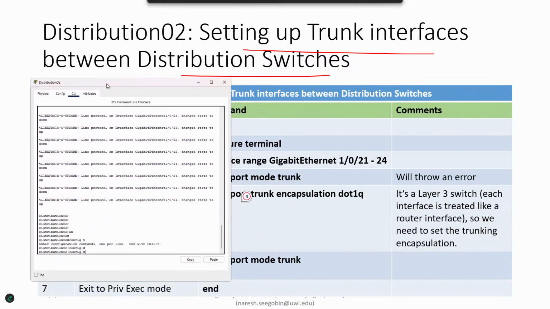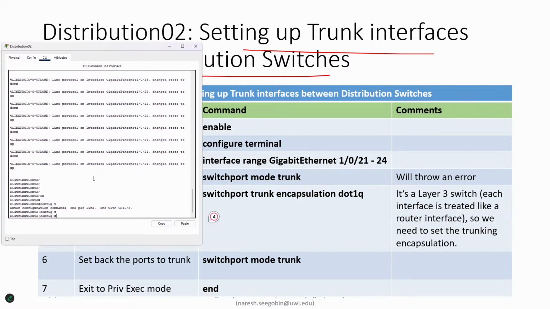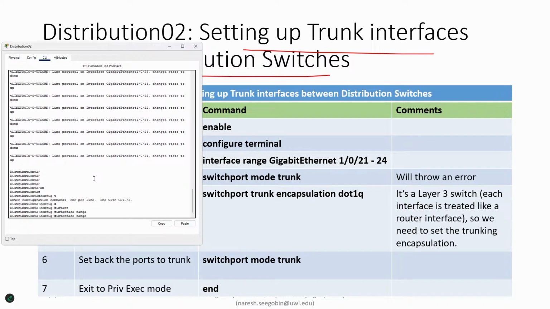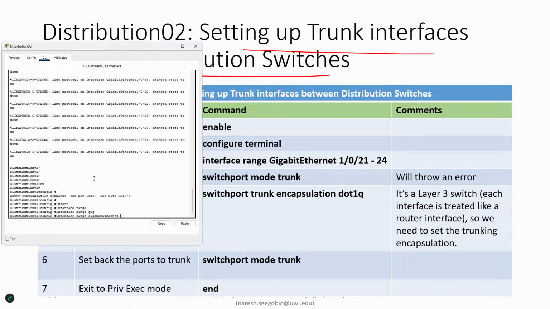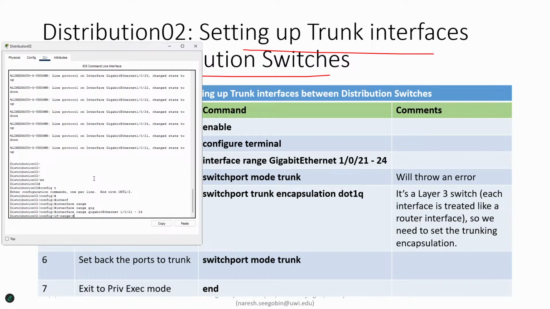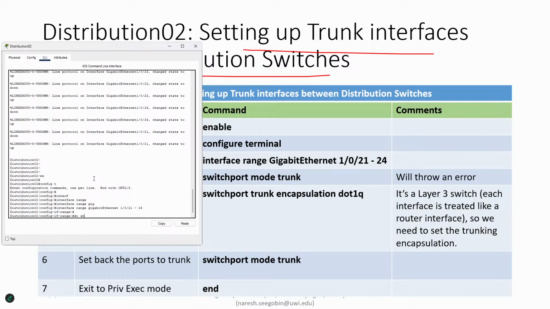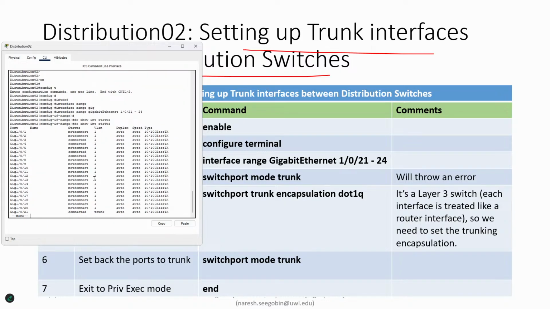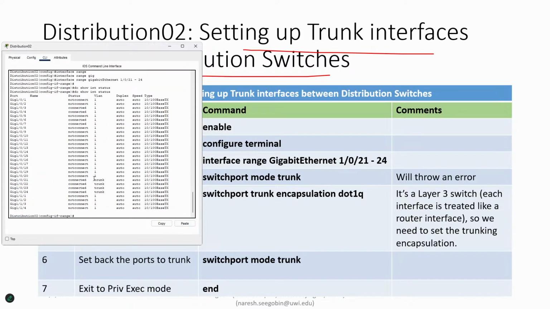Interface range 1/0/21. I'm doing space 24, but it depends. I'm going to show you again how to select ranges, right? So you've got our range. Show interface status. Oh, it's already set for me. That's okay. Well, this is not supposed to happen. Let's see.